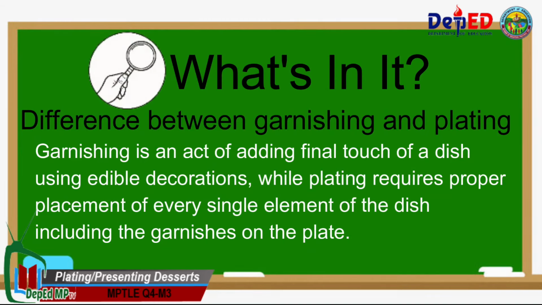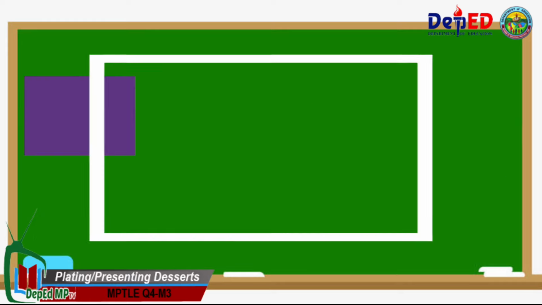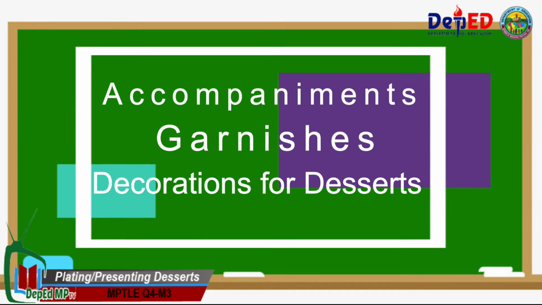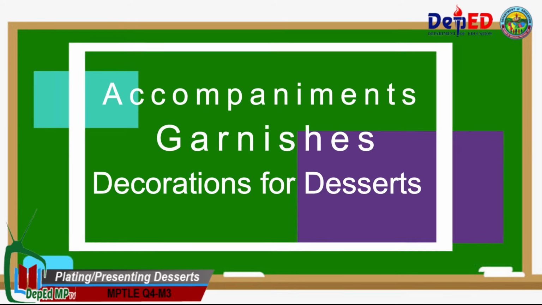Going straight on the difference between garnishing and plating, you have to bear in mind that there is a difference between garnishing and plating. Garnishing is an act of adding a final touch to a dish using edible decorations, while plating requires proper placement of every single element of the dish, including the garnishes on the plate. Let us now move on with the accompaniments, garnishes, and decorations for desserts.